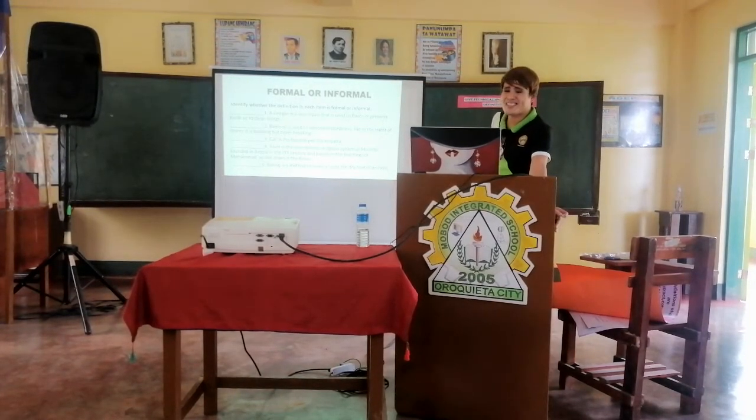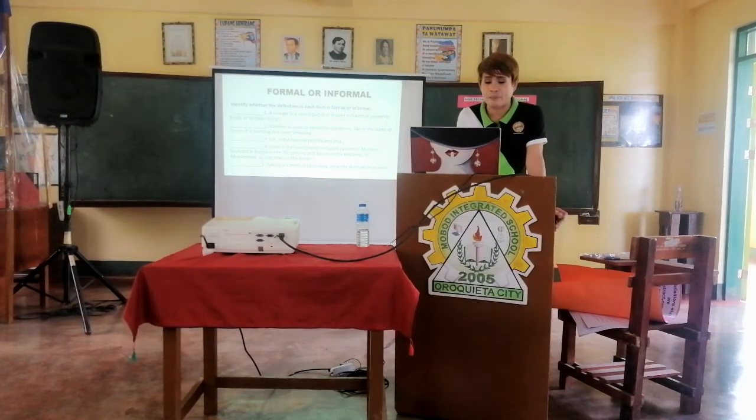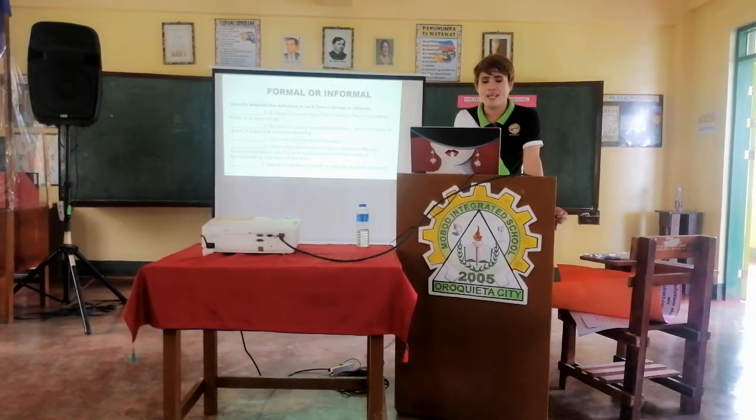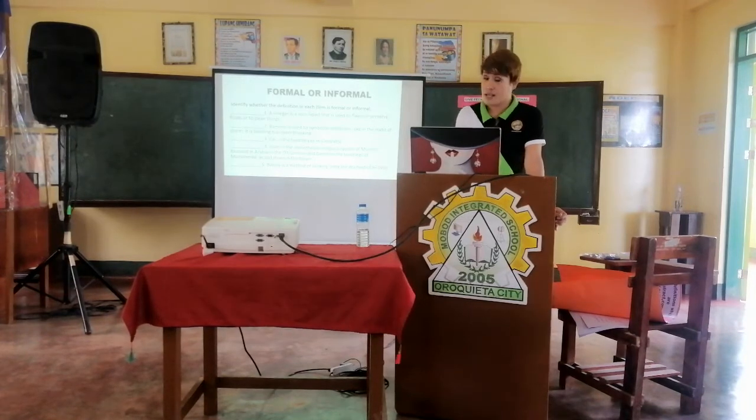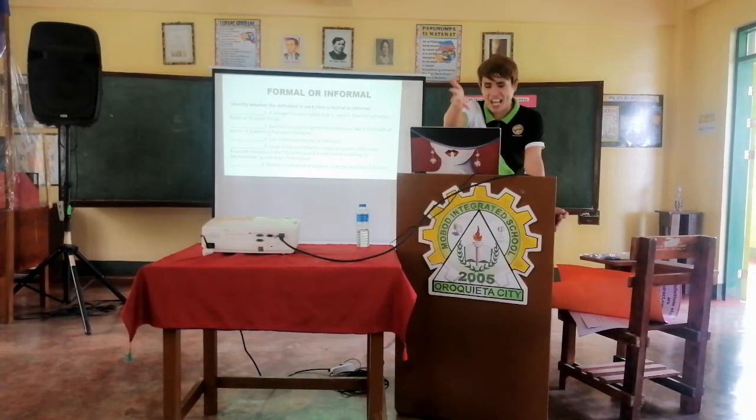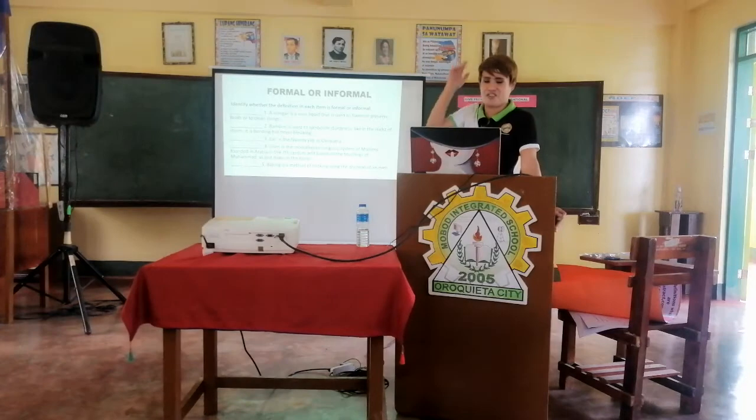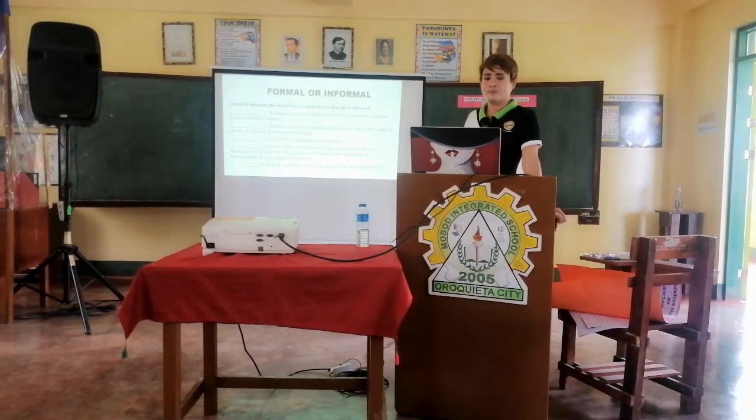Islam is the monotheistic religious system of Muslims founded in Arabia in the 7th century and based on teachings of Muhammad as laid down in Quran. Is this formal or informal? Yes, a formal definition. Very good. Okay, number 5.